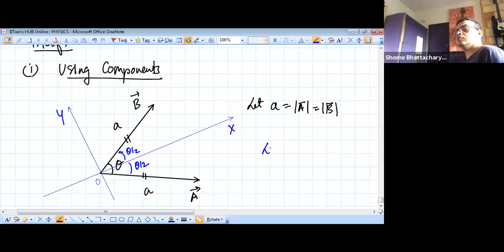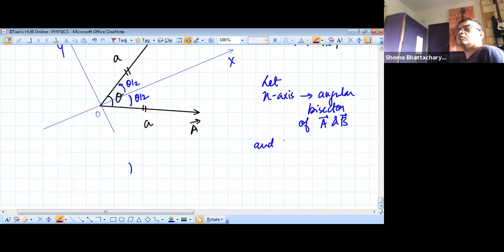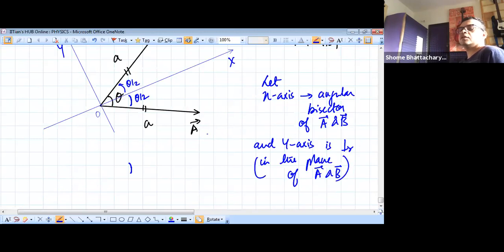So let x-axis be the angular bisector of vectors A and B, and y-axis is perpendicular in the plane of vectors A and B, as shown in the diagram.